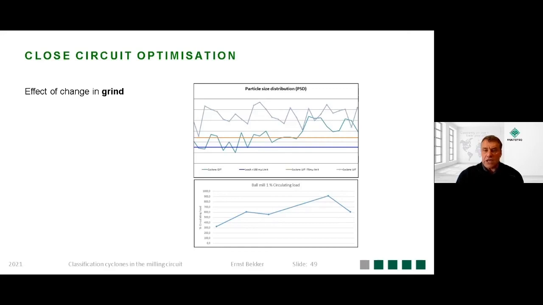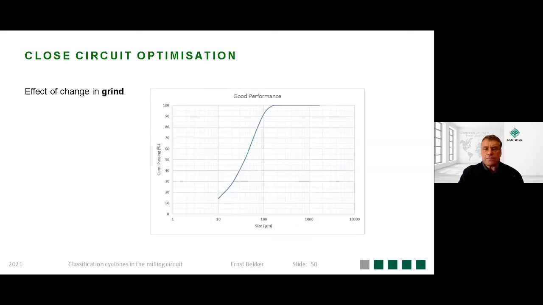One can see the correlation between higher circulating loads and the amount of misplaced material in the overflow of the cyclone. So the question again: what has changed in that circuit? What has caused this circuit to increase in circulating load? They admitted they're trying to push tons. That made the grind coarser, and the cyclone was just generating higher and higher circulating loads.